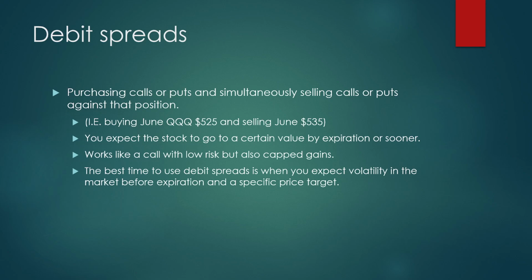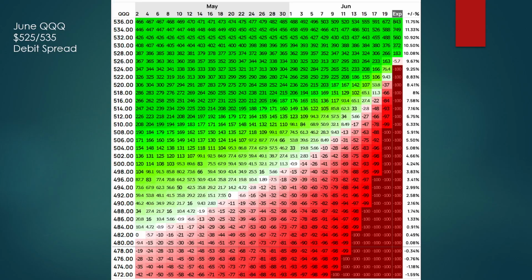The reason is, you expect the stock to go to a certain value by expiration or sooner. Works like a call with low risk but also with capped gains. The best time to use debit spreads is when you expect the volatility in the market before expiration and to see a specific price target by expiration.